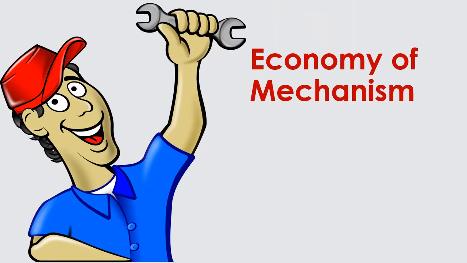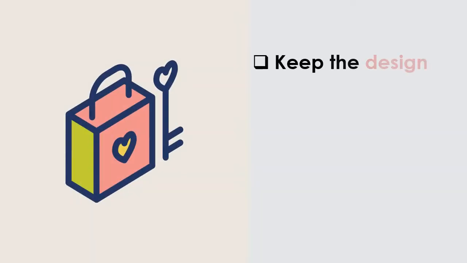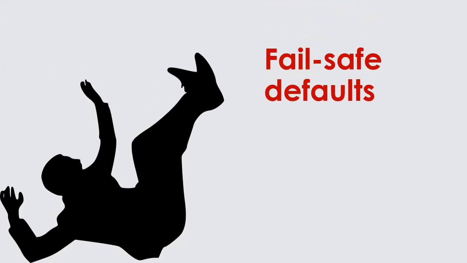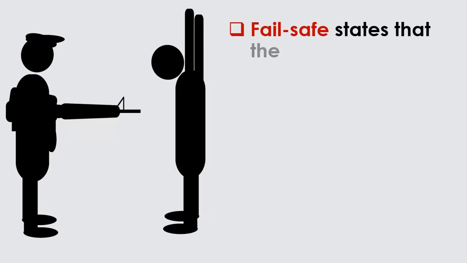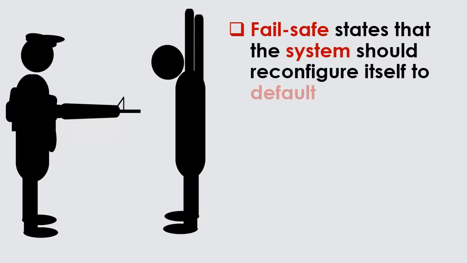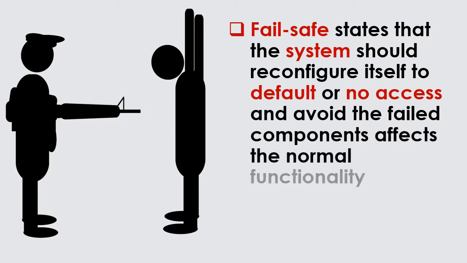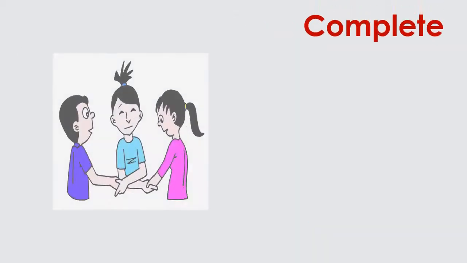Economy of mechanism. Keep the design as simple and small as possible. Fail-safe defaults. Fail-safe states that the system should reconfigure itself to default or no access and avoid the failed components affecting the normal functionality.